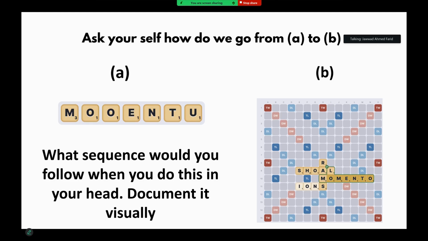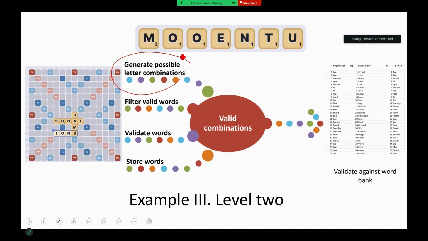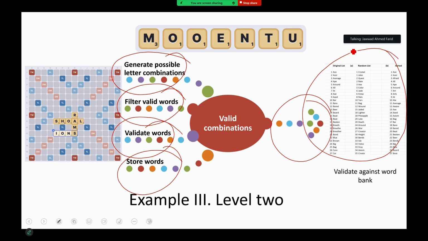What is the sequence that we followed when we were generating these combinations? And we were coming up with the right words, the right choices that we needed to use. To generate the possible letter combinations, then filter for valid words, then validate words, and then store the words, right? And then match those words against a dictionary where you had a list that you could compare that.